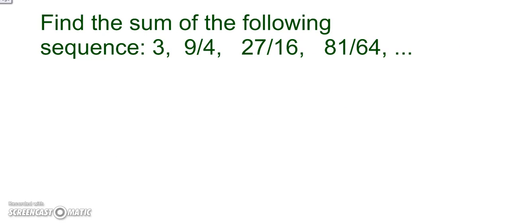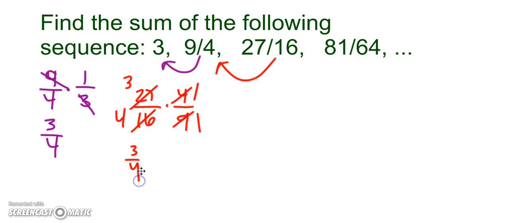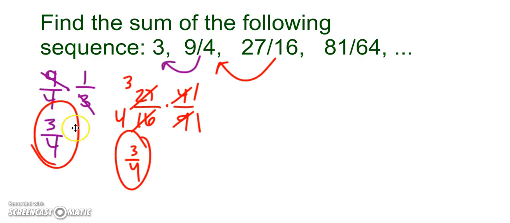Let's use it. Find the sum of the following sequence. First thing, we want to determine if this is geometric, so let's do our dividing. 9/4 divided by 3 is the same thing as multiplying by a third, so 3/4. Test to make sure: 27/16 divided by 9/4. That's going to go to 1 and 4, and 3 and 1, so 3/4. So I have a common ratio of 3/4.